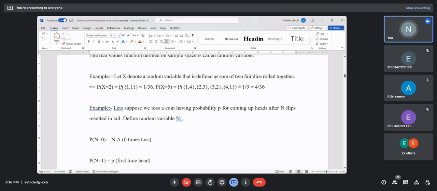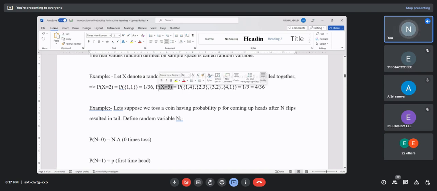So what is the problem statement? There is a random variable which is defined as the sum of two dice rolled together. If it has been told to you that your random variable is 2, what is the possibility I'm going to get 2? Either in both the dice I should get 1-1, then only my result will be 2. And the probability of getting 1-1 is 1 by 36.